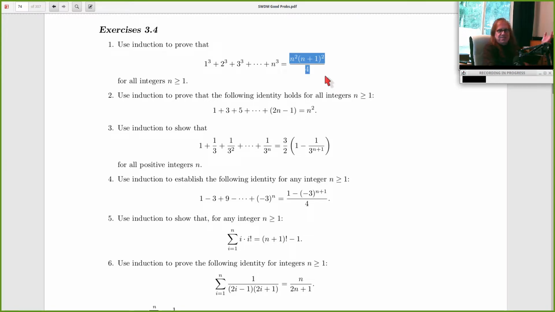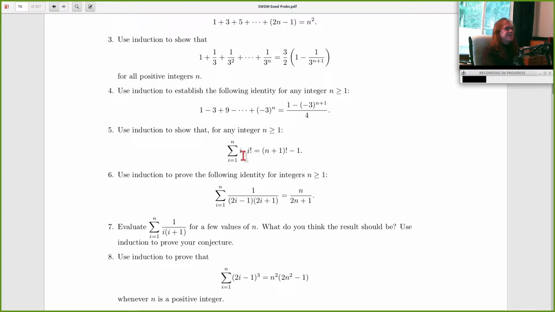Just like x squared does not have a truth value. 17 does not have a truth value. But x squared equals 17, that's a proposition. That can be true or false. So make sure every line of your proof is a proposition, and then work through and show each line follows from the previous lines. So that's the first question, the sum of cubes.